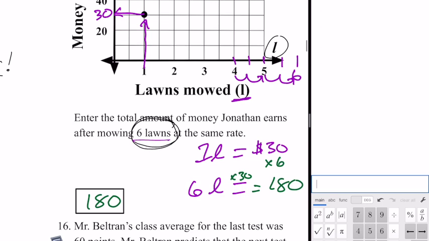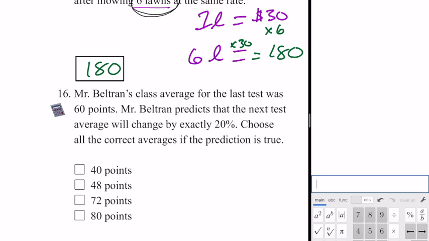All right. Next one. Mr. Beltran's class average for the last test was 60 points. Okay, I see a number, so I'm going to circle it. Mr. Beltran predicts that the next test average will change. So that means it's going to add or subtract. They didn't tell me. So is it a plus or a minus? By exactly 20%. Choose all the correct averages if the prediction is true. Interesting. Okay, so there's no equation, right? There's no equal sign. Notice there's check boxes. So I'm going to pick 2 or 3. I can't pick 1 because it's not multiple choice. And again, super rare to pick all 4.